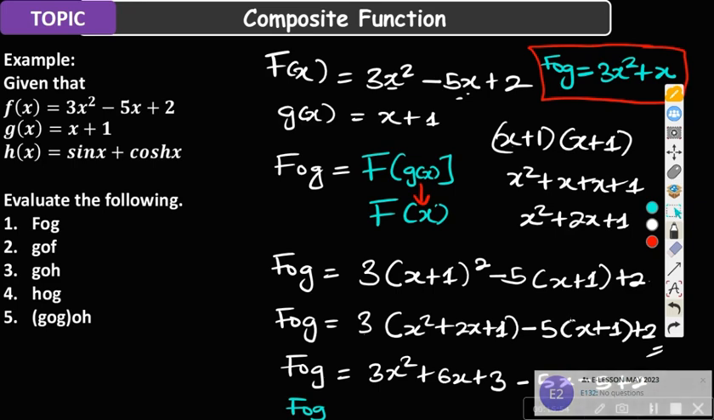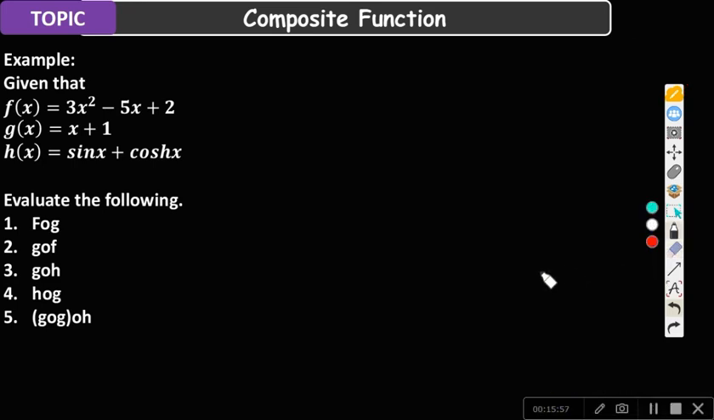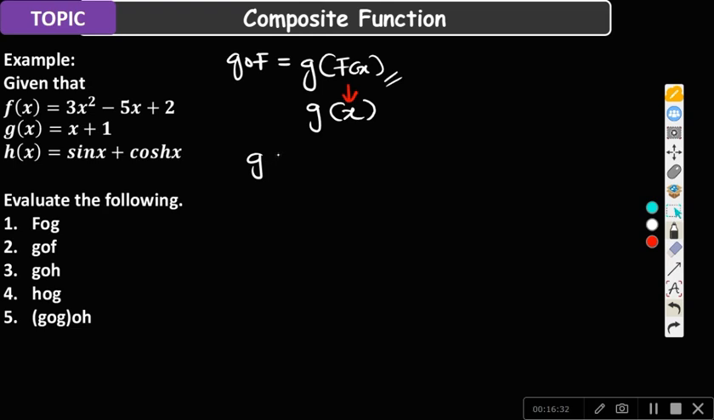Exactly. So that is the first one we are asked to find. Now the second one we are asked to find is g of f. When you talk about g of f, what do we mean? We mean wherever you see x in g, put in the value of f of x. Now what is our g? g of x is x plus 1.